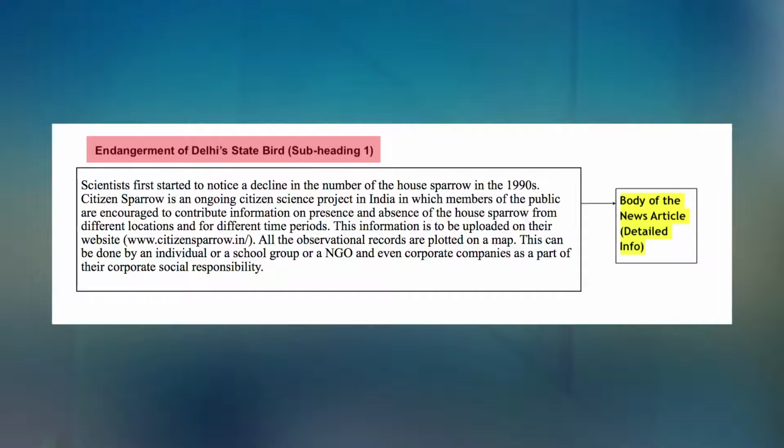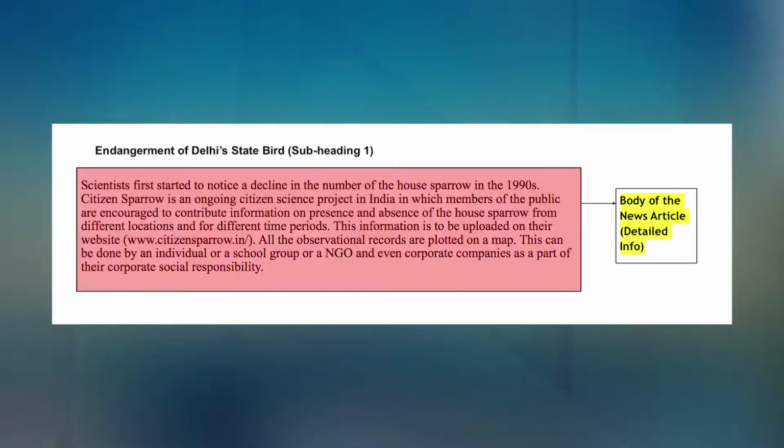Endangerment of Delhi state bird. Subheading 1. Scientists first started to notice a decline in the number of the house sparrow in the 1990s. Citizen Sparrow is an ongoing citizen science project in India in which members of the public are encouraged to contribute information on presence and absence of the house sparrow from different locations and for different time periods. This information is to be uploaded on their website www.citizensparrow.in. All the observational records are plotted on a map. This can be done by an individual or a school group or an NGO and even corporate companies as a part of their corporate social responsibility.